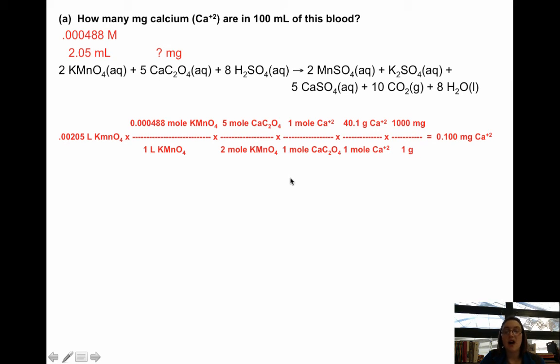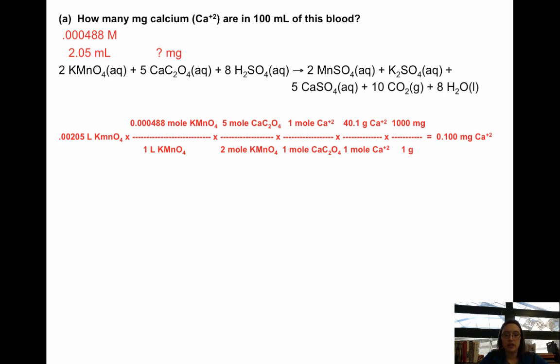And then I'm going to say, well, I don't want the whole calcium oxalate. I just want Ca2+. So for every 1 mole of calcium oxalate, I have 1 mole of Ca2+. And then I'm going to go to grams of the ion, because the problem is asking for milligrams. So I'm going to go to grams of the ion, and then I'm going to convert grams to milligrams. So here we have 0.100 milligrams of calcium 2+.